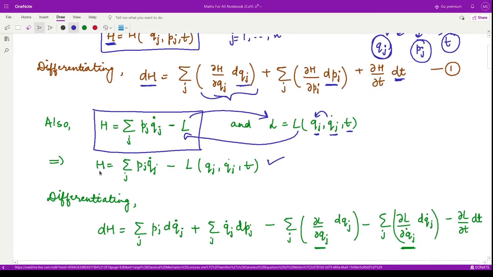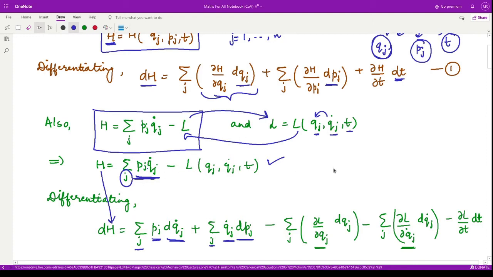Differentiating it, we have dh. Because we are to perform the derivative of these two terms, we have to apply the product rule over here: keeping the first term as such, taking the derivative of the second, and then keeping the second term as such, taking the derivative of the first. These are n in number, so we have to apply the summation over here. That is the differentiation of this first term.